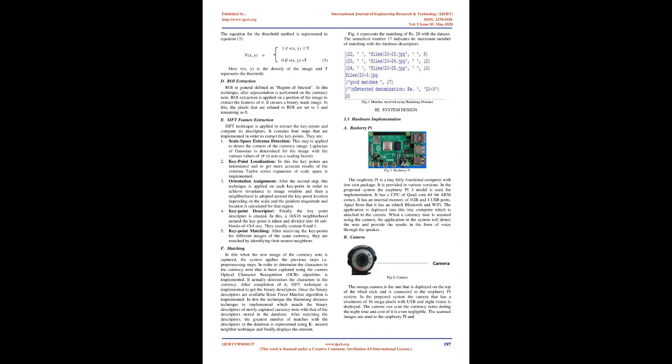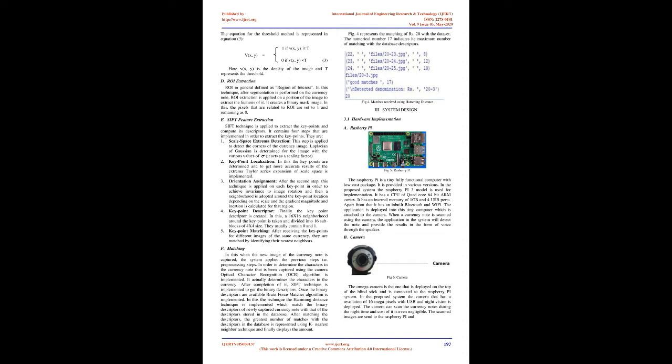D. ROI extraction. ROI is generally defined as region of interest. In this technique, after segmentation is performed on the currency note, ROI extraction is applied on a portion of the image to extract the features of it. It creates a binary mask image. In this, the pixels that are related to ROI are set to 1 and the remaining as 0.